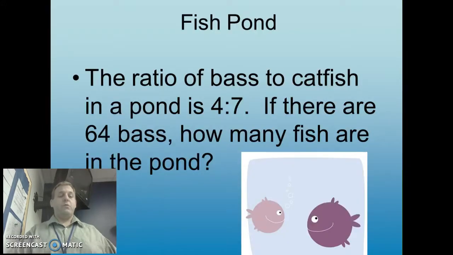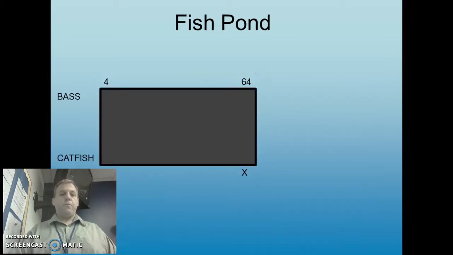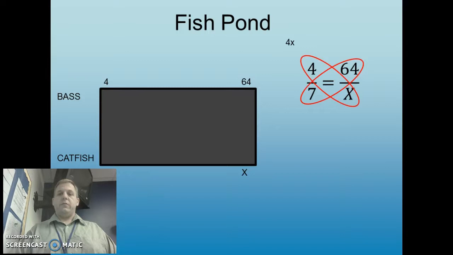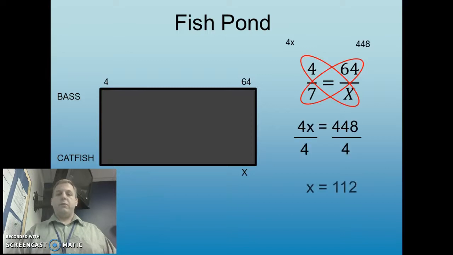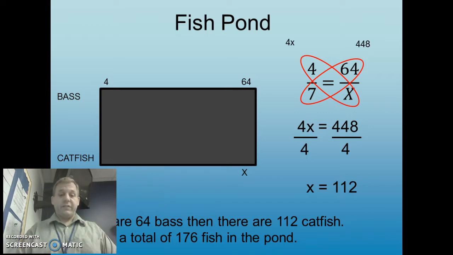Okay, we did the fish pond in class as well. So same thing. Make sure you read the question, figure out what you're comparing for your answer, and figure out what it's giving you to compare. Okay, so we did this one again. Pause whenever you need to get the answer down. The bottom line says if there are 64 bass, there are 112 catfish, there's a total of 176 fish in the pond.